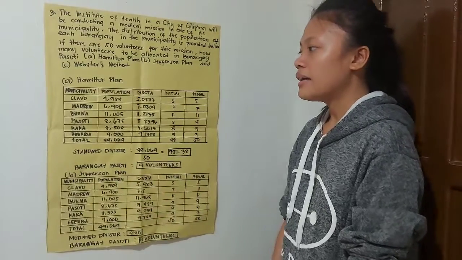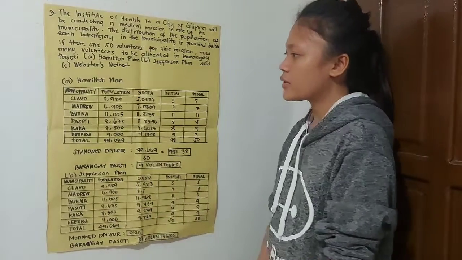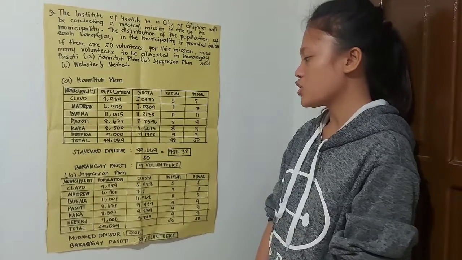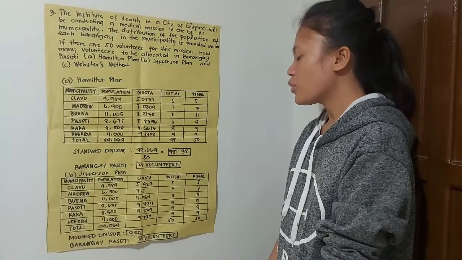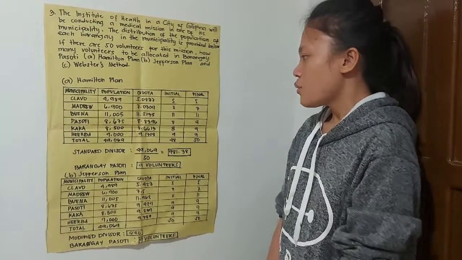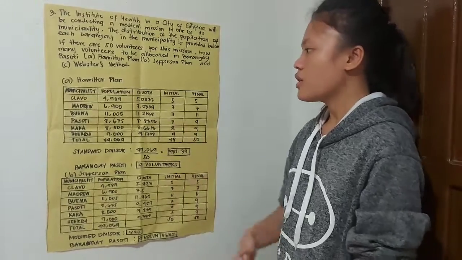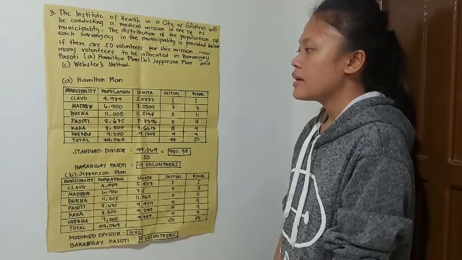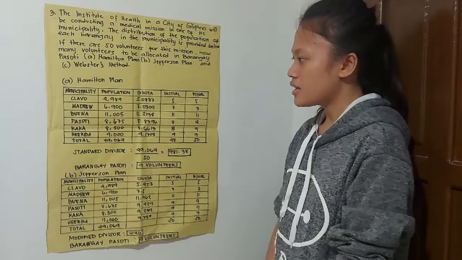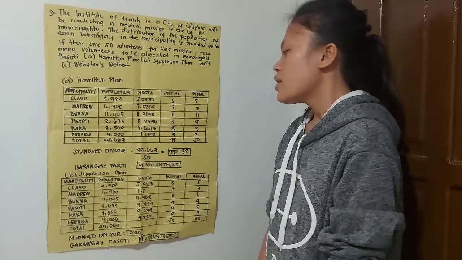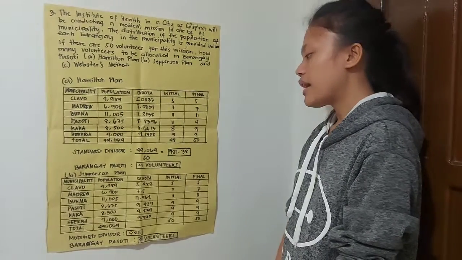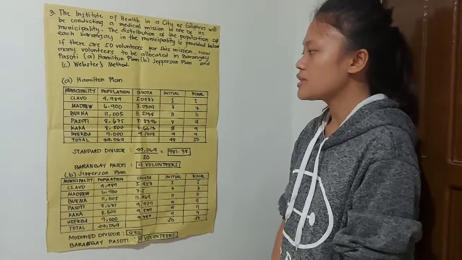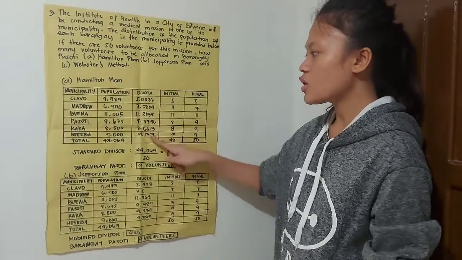Now, we can get the quota by dividing each population by our standard divisor. So, in Calavo, we have 4,989 population divided by our standard divisor, which is 981.38. We now have a quota of 5.0837, while the 6,900 population of Dumadro divided by 981.38 is equal to 7.0309, and so on and so forth.